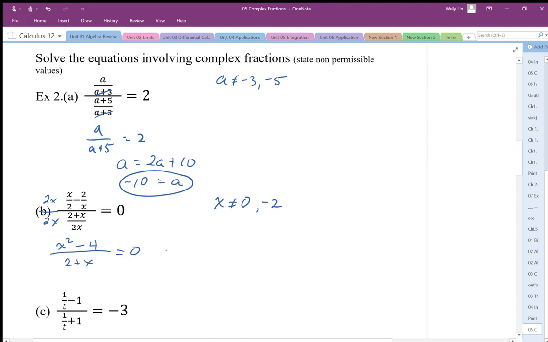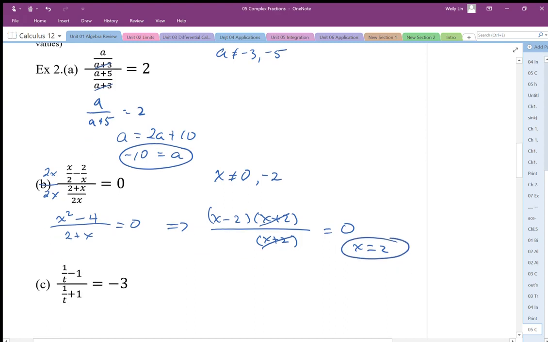So then I'm going to solve this by factoring the top. And I can see that that denominator will cancel out. So I get x minus 2 equals 0. x is equal to +2.